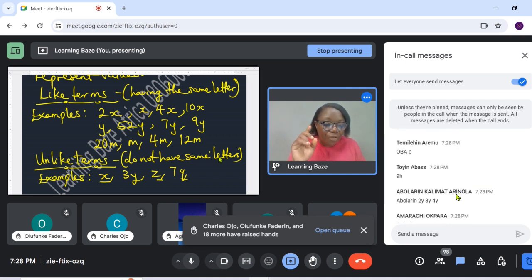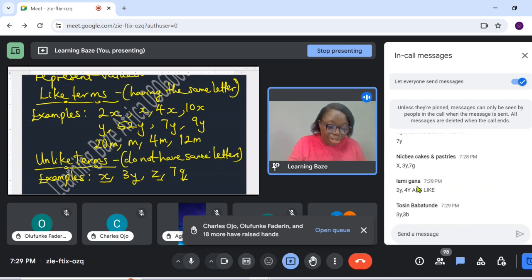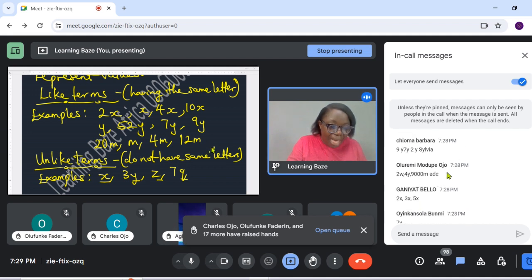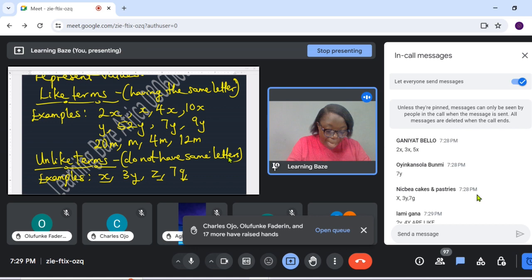Give me examples of unlike terms in the comment section. Wow, fantastic. Unlike terms are terms that don't have the same letters. They have different letters. Give me examples of unlike terms.